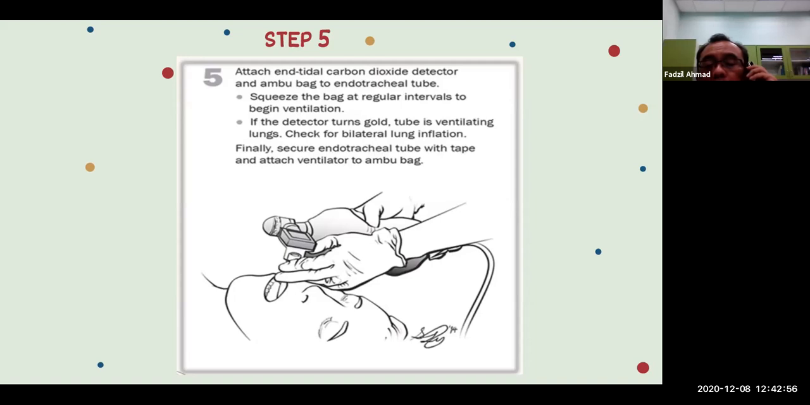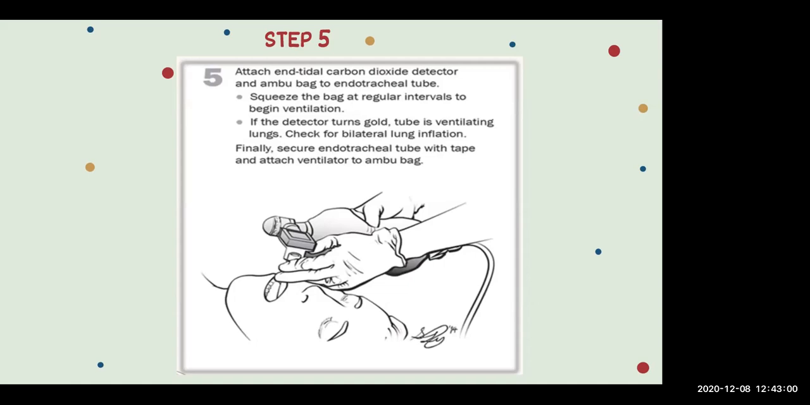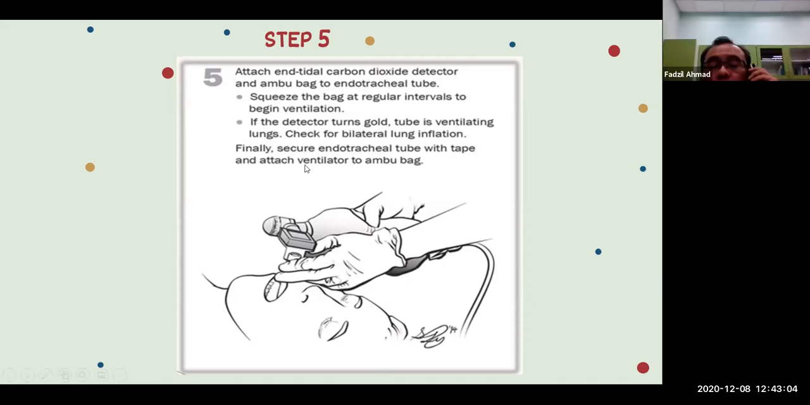And squeeze the bag at regular intervals to begin ventilation. If the detector turns yellow, the tube is correctly placed, ventilated and checked for bilateral lung sounds.